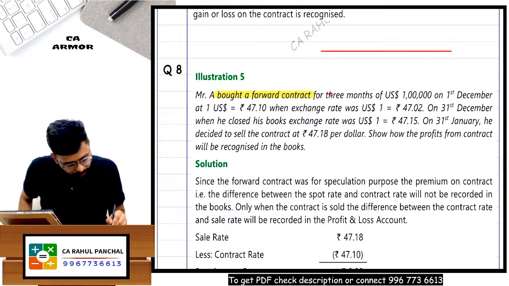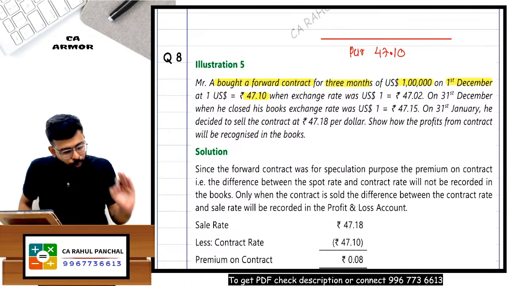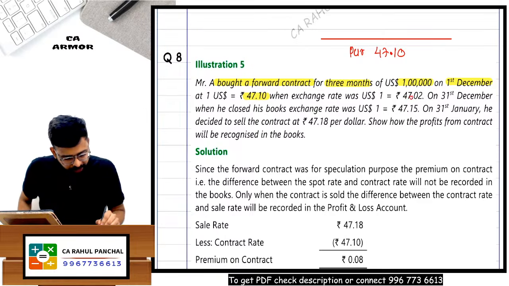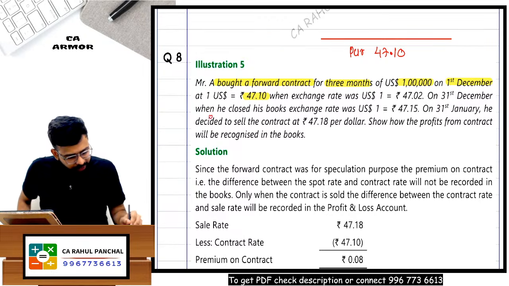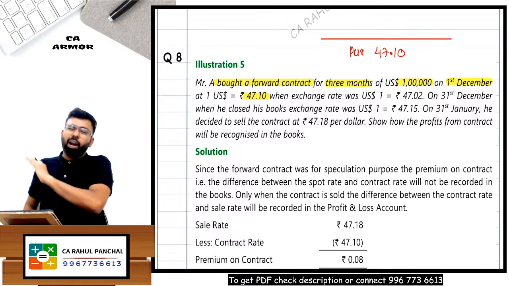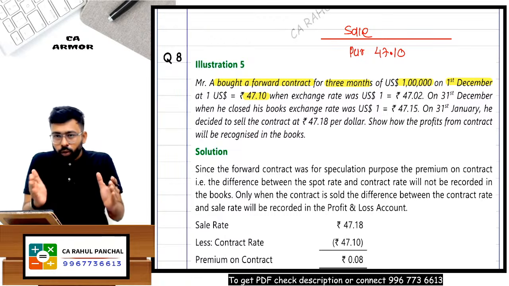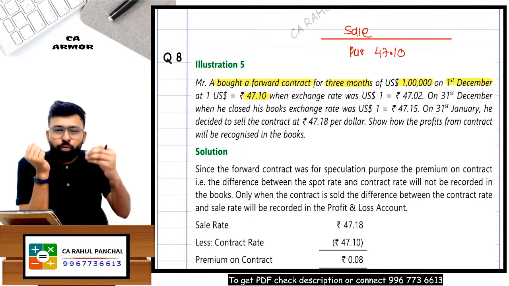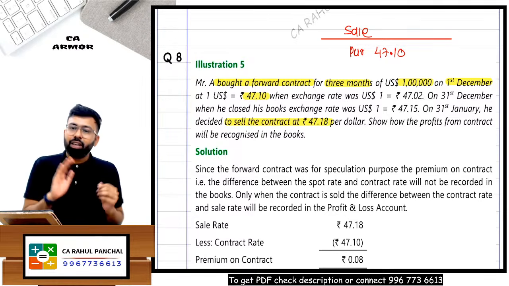So we have bought this forward contract for $1 lakh on 1st December. This is your purchase price. You have bought this for 47.10. That's it. Only two prices are important for you. You bought it for 47.10, and whatever the exchange rate was, I don't care. You purchased it at this price. And on 31st December, he closed the books when this was the rate. I don't care. I just have to look at the two rates. What was my purchase price? What was my sales price? This is my business. When I bought this contract, I bought it for 47.10. When I sell this forward contract, what price did I sell it for? 47 point this.